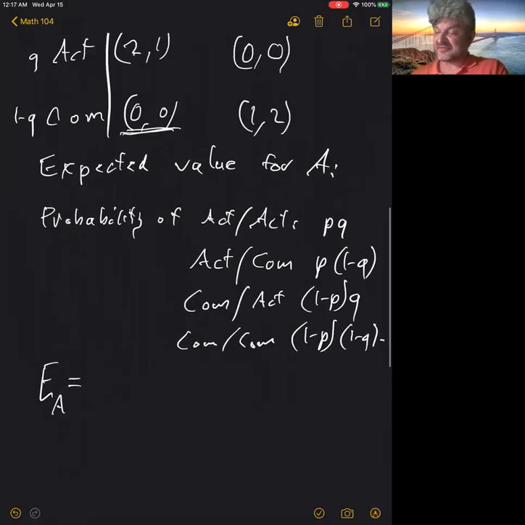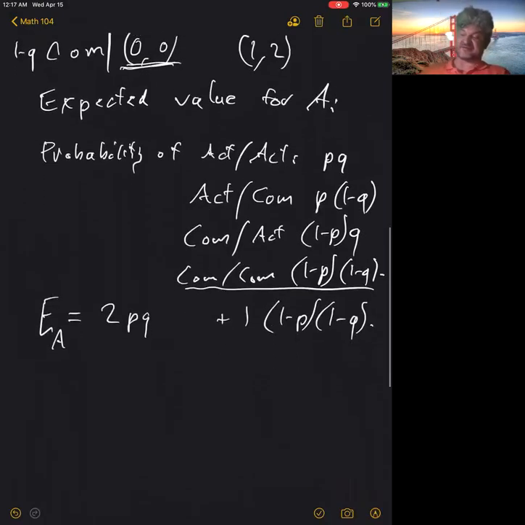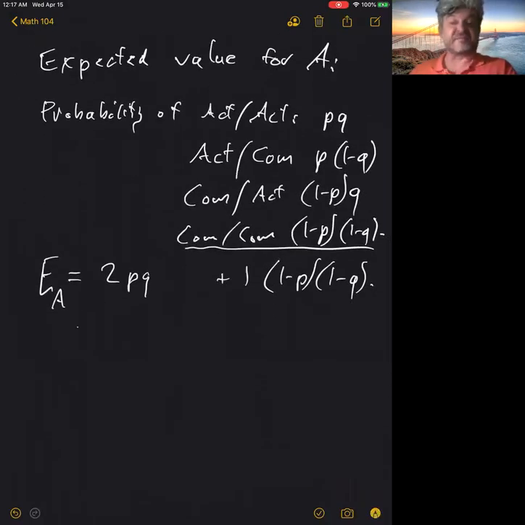The expected value is the score 2 multiplied by the probability P times Q. Then the score for action comedy is a 0. Score for comedy action and action comedy, both zeros. We don't need to even write that. We can skip straight ahead to the last one. That's a score of 1 times the probability 1 minus P times 1 minus Q. All right? But since we want to do things with this expected value, we want to make it as big as possible if we are A.